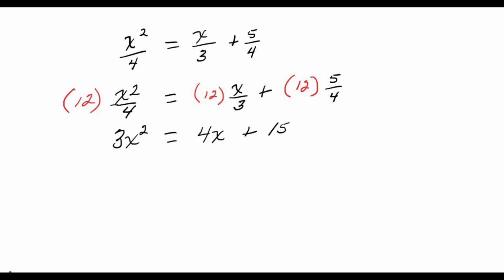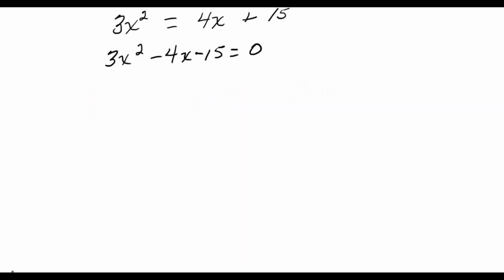Okay, so when I've multiplied through by my common denominator, my fractions went away. So now I have a regular old quadratic equation. I'm going to get everything to one side of the equal sign. Then I'm going to put this into my quadratic formula.